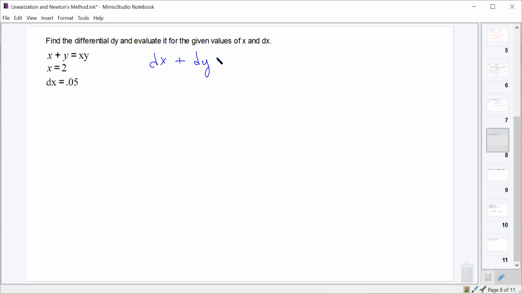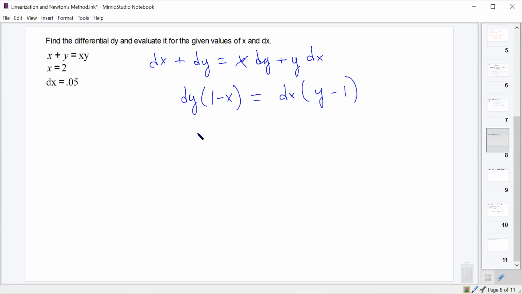And then the y becomes a dy. And then the x times y is still the product rule because it's still a product of two functions. So it's x times the derivative of y plus y times the derivative of x. And we're looking for the value of dy, so we'll solve for dy. So if I take the dx and move it to this side and the dy and move it to this side, I get dy times 1 minus x equals, and I can take the dx out of the other side, dx times y minus 1. Everybody good with that so far? And then we just divide.